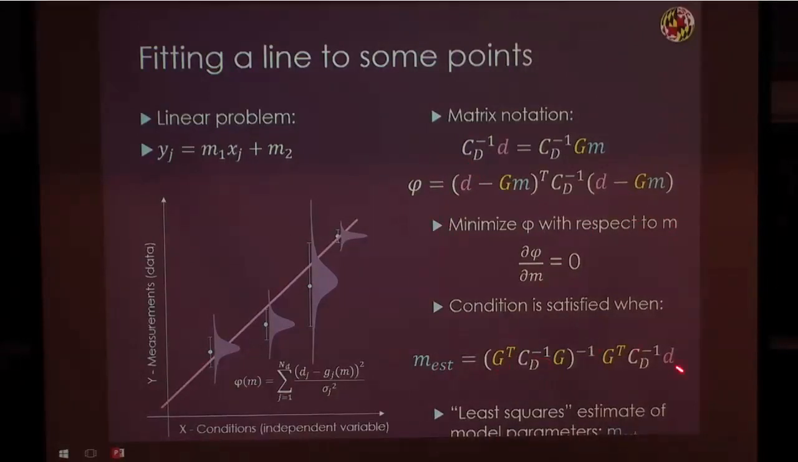So what you can see, it has a couple of ingredients. They kind of repeat over and over again. It has this matrix G, which was just those x's and 1s. In other words, it is the matrix that defines how you map from the model to the data space.